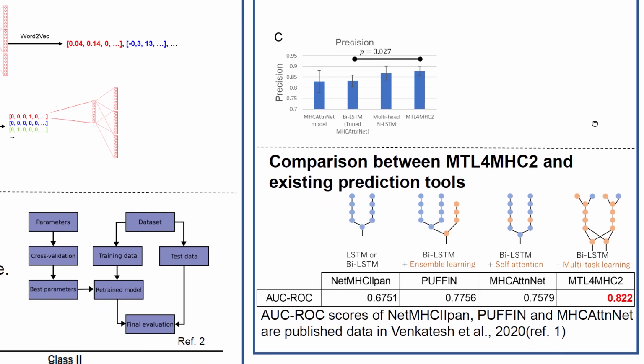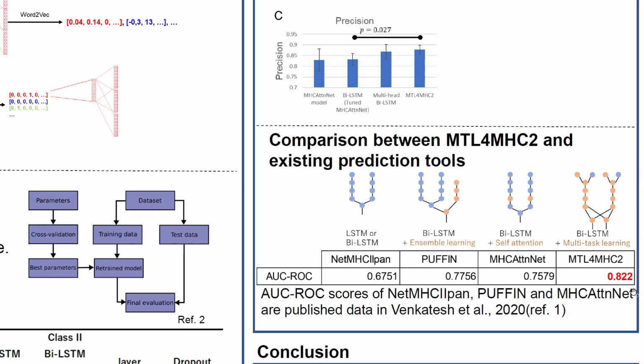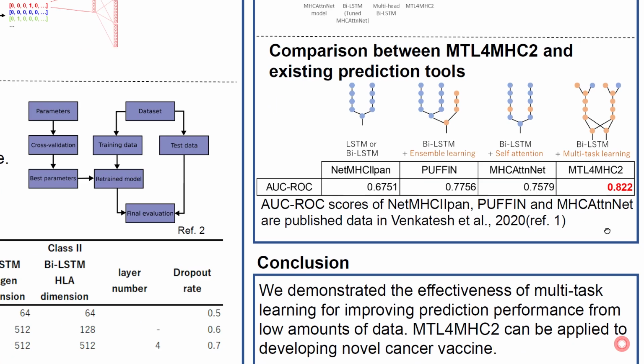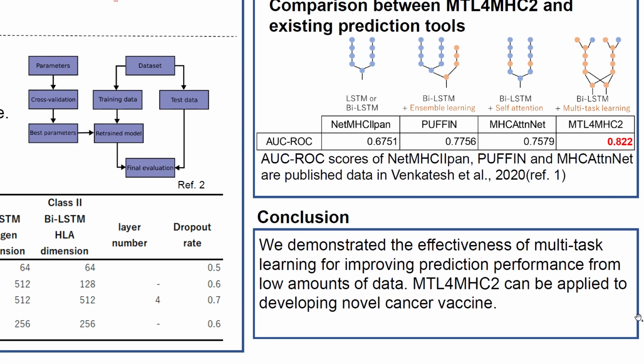Finally, we compared MTL4MHC2 with existing prediction models. MTL4MHC2 had the highest AUC-ROC score. As a summary, we demonstrated the effectiveness of multitask learning for improving prediction performance from a low amount of data. In future, we will confirm prediction performance between antigen peptide and paired receptors, and we would like to utilize MTL4MHC2 for discovery and development of novel cancer vaccines.